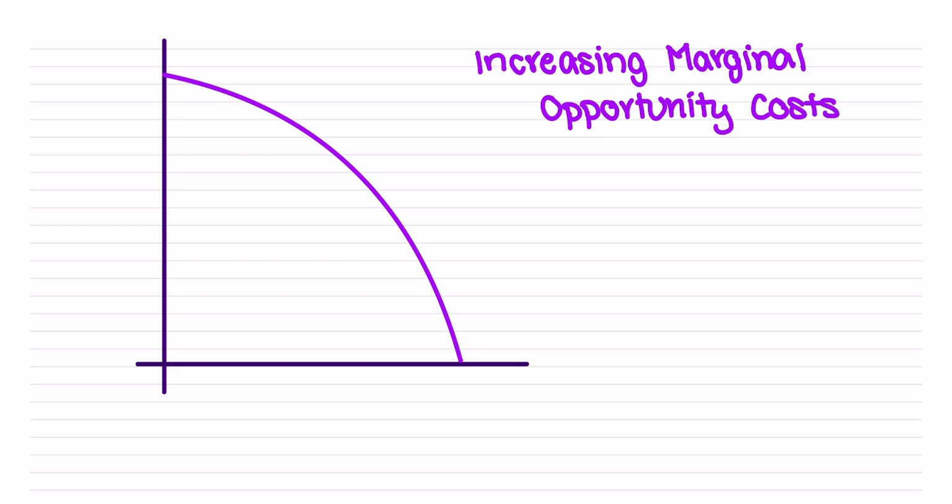Where we have good 1, say apples, on our y-axis, good 2, say cherries, on our x-axis. And producing more and more cherries requires larger and larger sacrifices of apples in order to continue producing more cherries.